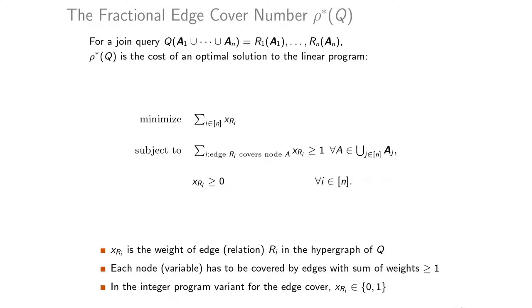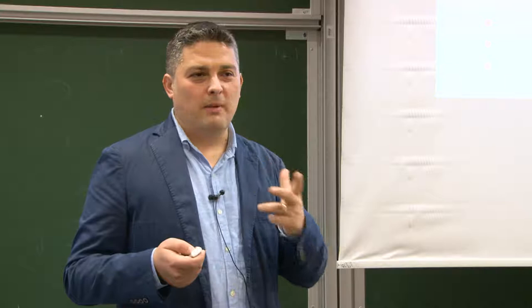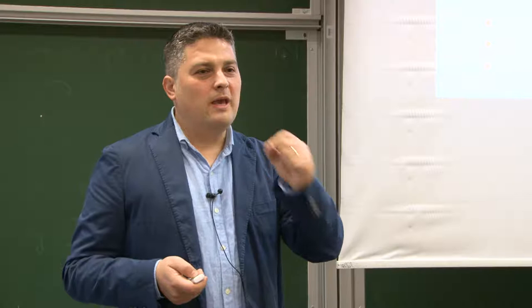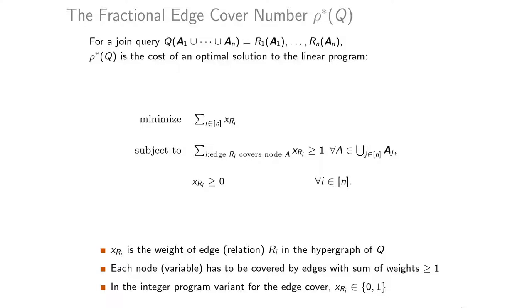But we have to make sure that each node is covered by an aggregated weight of at least one. And this is where the drama comes, right? Because if we don't have this last constraint, then we can set all the weights to zero and that's it, yeah? But we want every single node to be covered. That is, every single variable should be able to draw values from some relations and enough values, right? So in other words, we minimize this sum, subject to two constraints. The first I already mentioned, that the weights associated to the hyperedges must be positive. And the second is that if you look at each node, let's say node A, and at all relations covering that node, the sum of the weights of these hyperedges must be greater than or equal to one. So that's the whole thing.